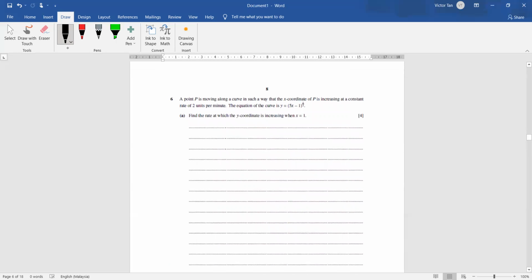Next, point P is moving along a curve in such a way that the x-coordinate of P is increasing at a constant rate of 2 units per minute. So this will be dx over dt. The equation of the curve is y equals 5x minus 1, to the power of a half. Find the rate at which the y-coordinate is increasing when x equals 1. So you are asked to find dy over dt, which will be dy over dx times dx over dt.